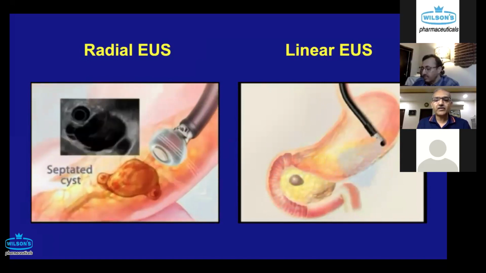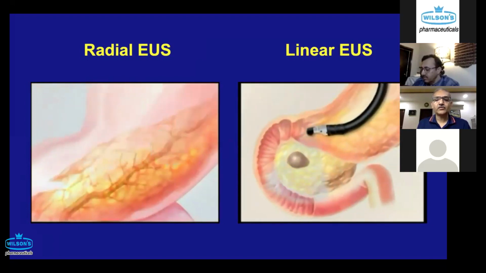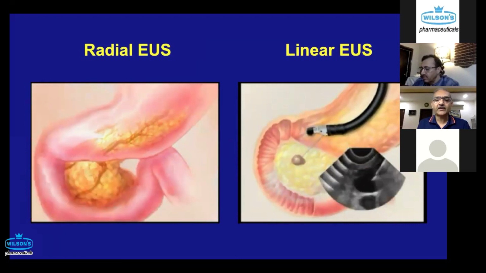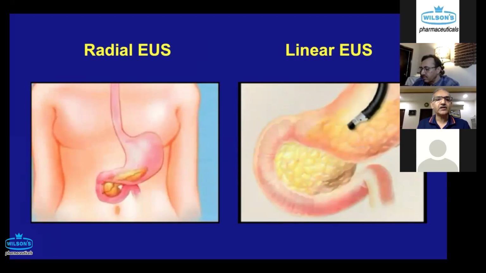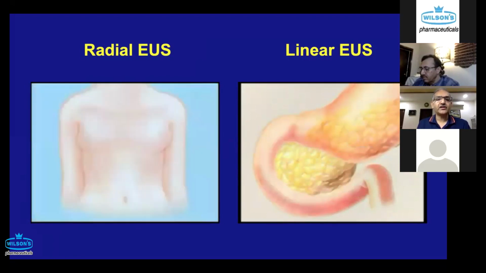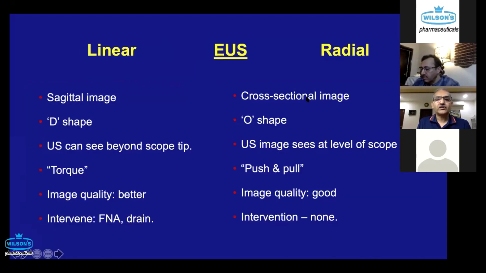On the right panel is the linear EUS, which also moves with an endoscopic view, but it has the added advantage of doing an intervention. And that's the basic difference between the radial and the linear. Radial is diagnostic, gives a 360-degree view. As you can see, it gives a cross-sectional image, which is O-shaped. The ultrasound image is seen at the level of the scope tip. You change the image on the screen by push and pull. The image quality is generally very good, but intervention cannot be done by radial.